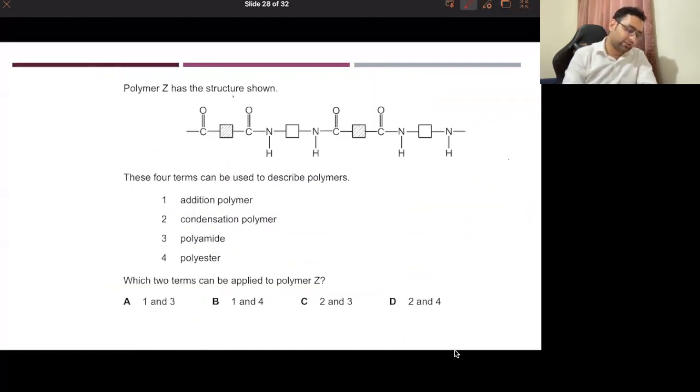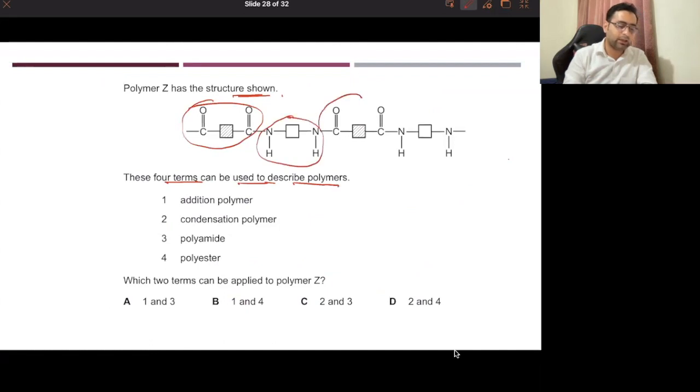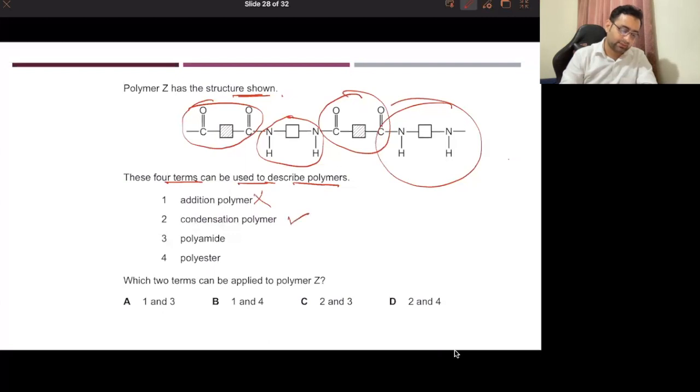Okay, polymer G has a structure. These four terms can be used to describe a polymer. Again, this is dicarboxylic acid, diamine, dicarboxylic acid, and diamine. So this is a condensation polymer, yes. This is a polyamide, and this is not. So 2 and 3 are correct.